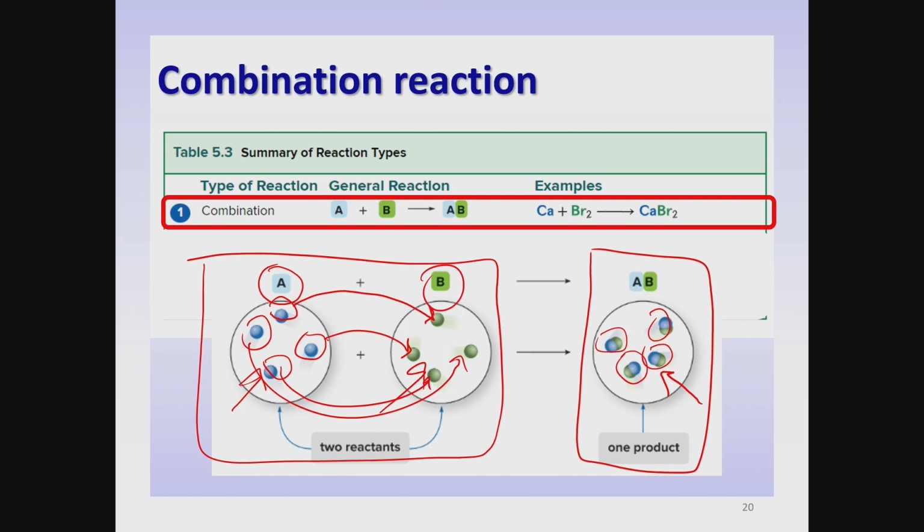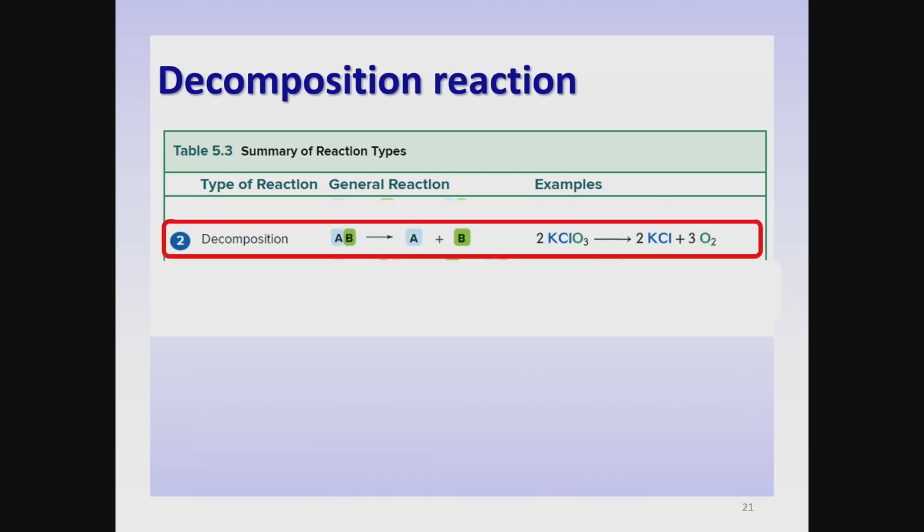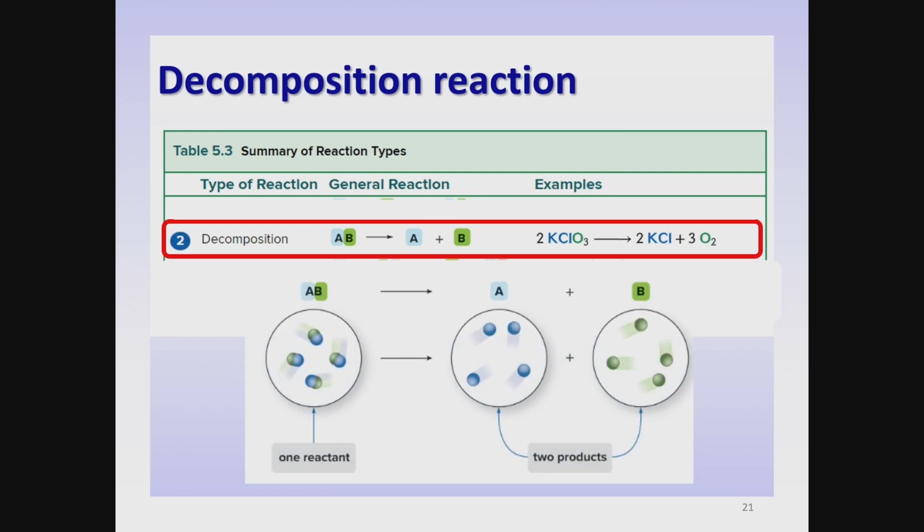And so you can recognize a combination reaction when you have two or more reactants, which are either elements or compounds, but in the end, the product is one compound, and that's it, only one compound. A great example of that is taking the element calcium and mixing it with bromine, and then you get the compound calcium bromide. So the next reaction is a decomposition reaction, and I have a picture of that here.